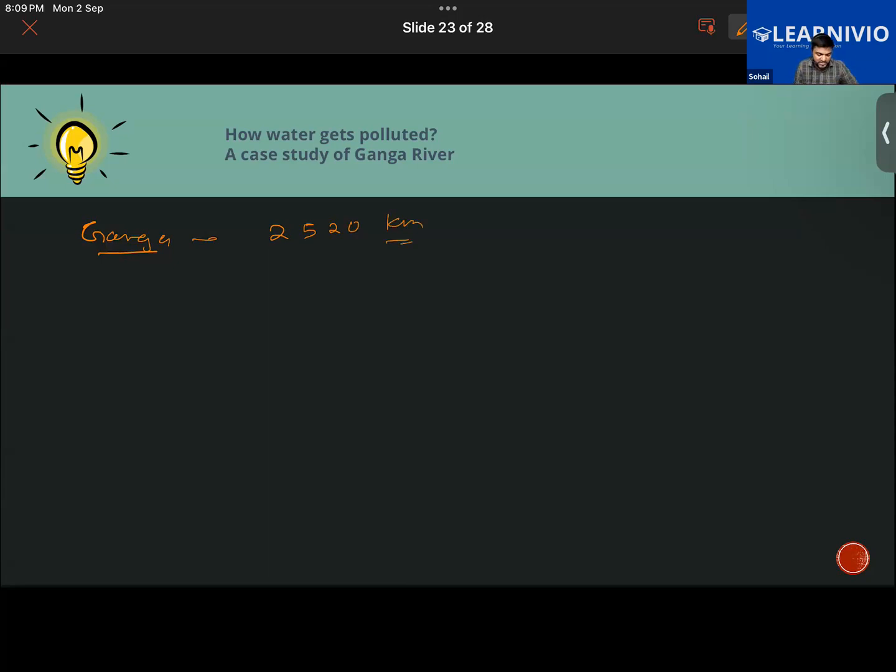And where does it originate? It originates from a glacier. Do you know the name of the glacier? That is the Gangotri Glacier in Uttarakhand, if I'm not wrong. It originates from the Gangotri Glacier over here.